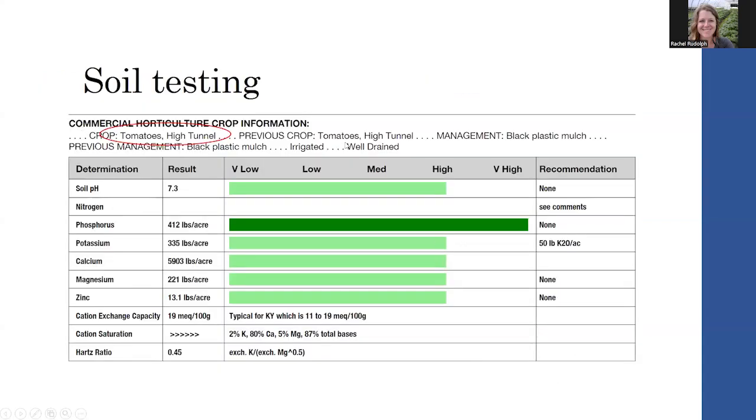So here is an example of a soil test report from the University of Kentucky. The crop is tomatoes and high tunnel, right? And here this person put previous crop was also tomatoes and high tunnel. And here is the soil pH, right? You can see that nitrogen is not included, but there are comments for guidance on how much nitrogen to include for this production system. Phosphorus, you can see it's indicating this is very high. Potassium, calcium, magnesium, zinc, and this Hartz ratio.